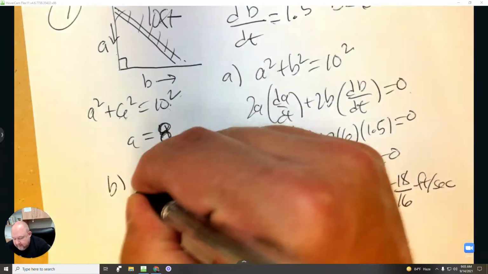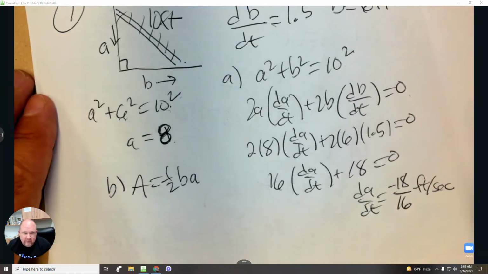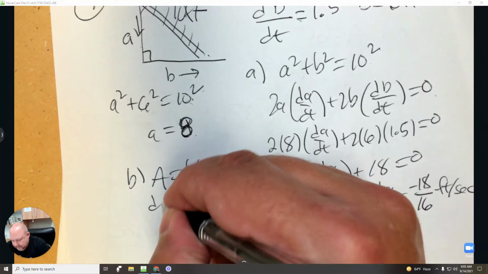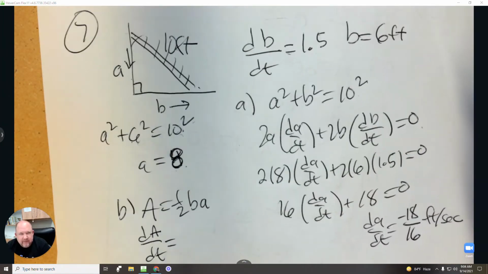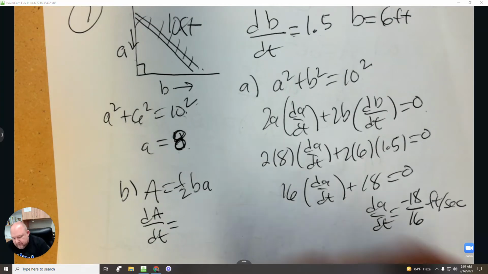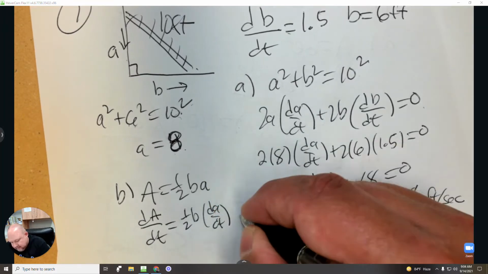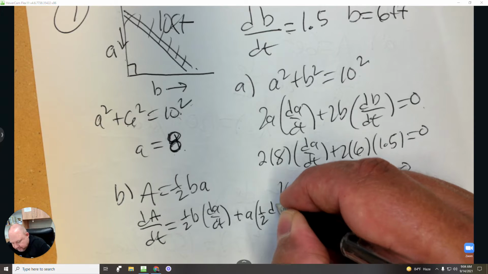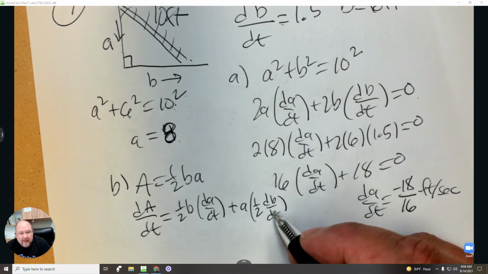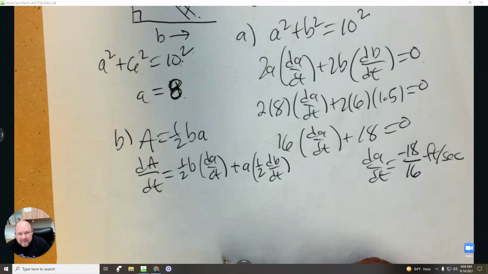So area is half the base times the height. In this case, the height is A, so I'm using A. Take the derivative. Now, to take the derivative here, we need to do the product rule. So that's the first times the derivative of the second plus the second times the derivative of the first. I need a moment to make sure I have D and B written properly.